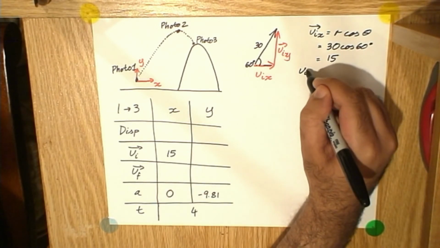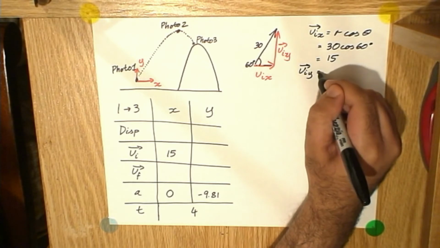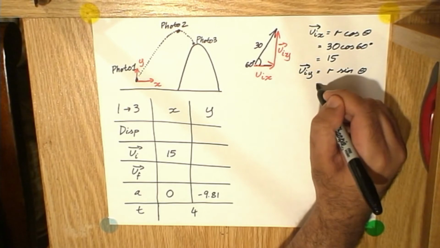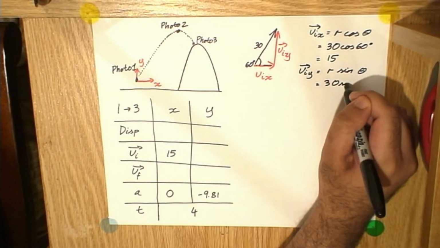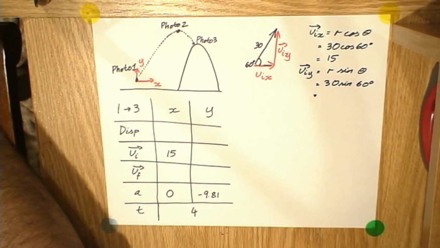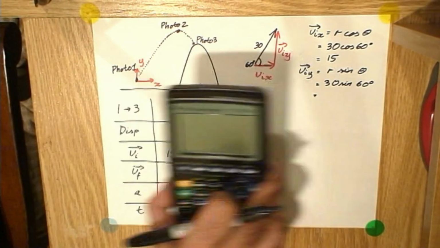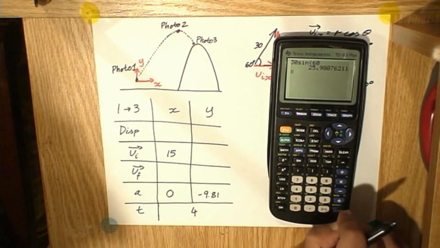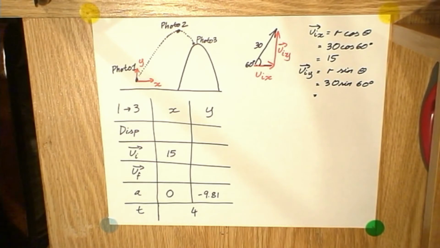V initial in y is r sine theta, which is equal to 30 sine of 60 degrees, which is, okay, this one I can't do in my head. So 30 sine 60 is 25.98.